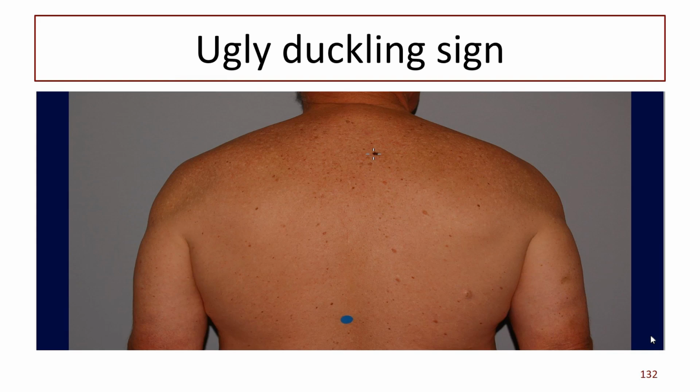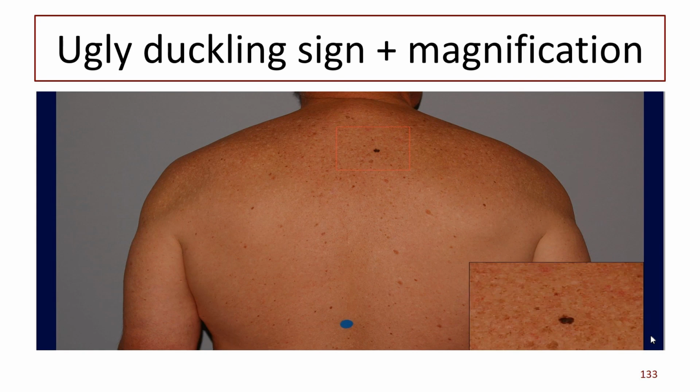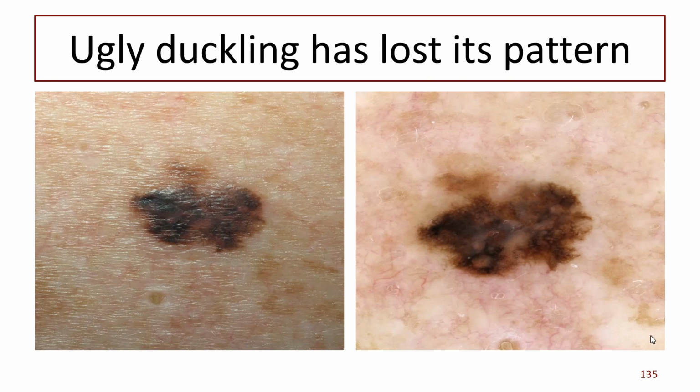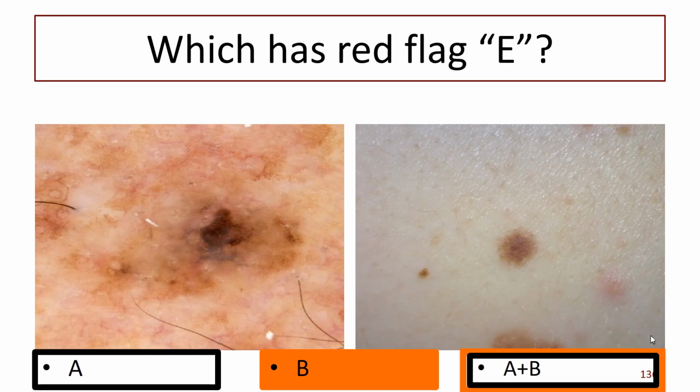So the ugly duckling sign, very important. We spot something that looks different from the other nevi. We look at it closely. We get out the dermatoscope. We find it's quite different from the others on dermoscopy as well as clinically. And we find that it's lost its pattern. It's asymmetrical in colour and structure. Okay, red flag E. Red flag E is E for evolution or change. Which of these has E?